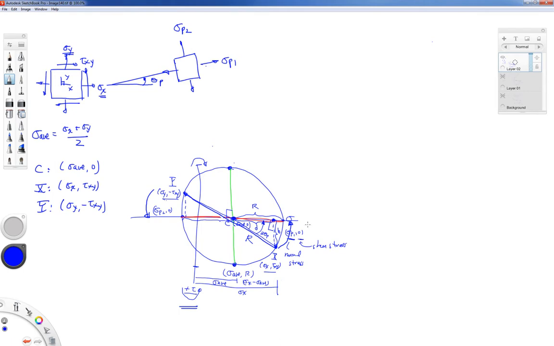So now we're going to take this and slide this diameter, we're going to rotate it about the center till we go this way. It's 90 degrees on the circle from the principal stress axis. It's 45 degrees in the material from the principal stress axis.